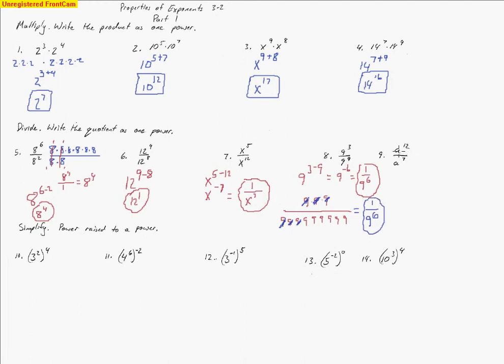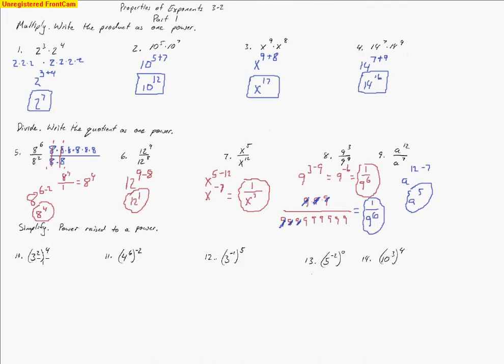So on the next one, the variables, same sort of thing. It does it the same way. You always take away the bottom from the top. And so in this case, I'm left with more a's on top than the bottom, so that's why it's just a to the 5th. Well, now we've got a different rule, and it's a power raised to a power.